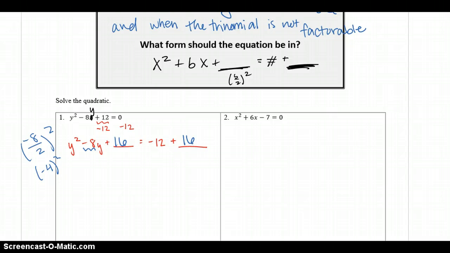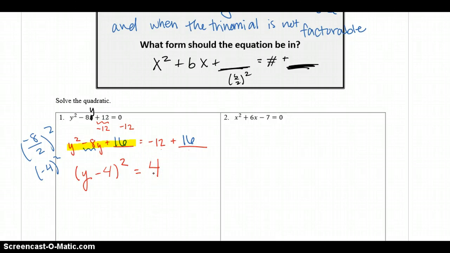Okay, now I'm ready to factor the left side of the equation. So what goes in here to factor it? I know my first term is going to be a y, and my second term has to multiply to give me 16 and add up to minus 8, so I'm going to use minus 4. I could write this as y minus 4 times y minus 4, but we know that is the same thing as y minus 4 squared, so I'm going to write it like this. And that is equal to negative 12 plus 16, which is 4.